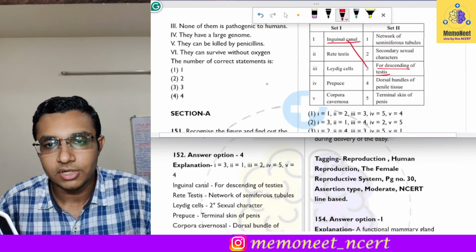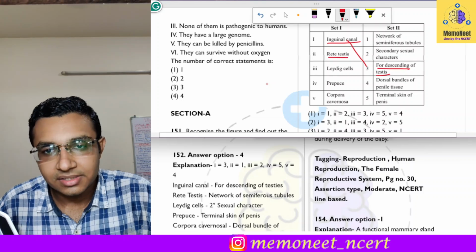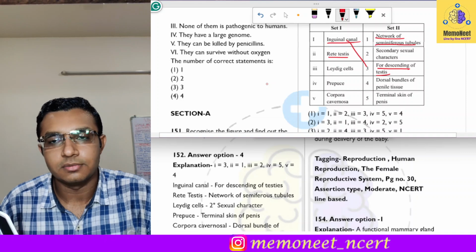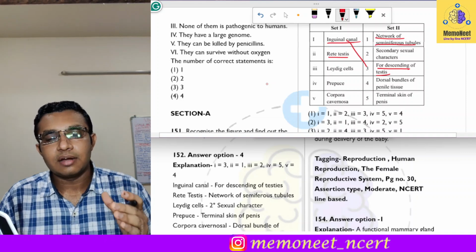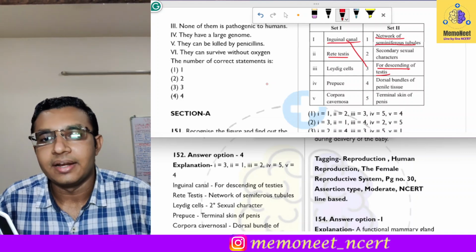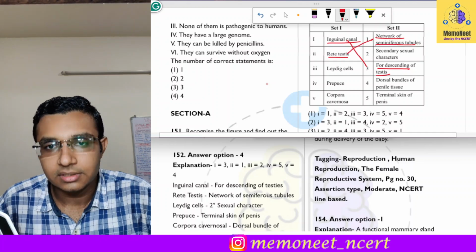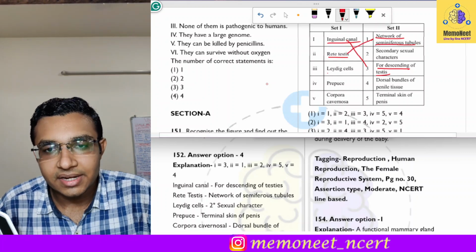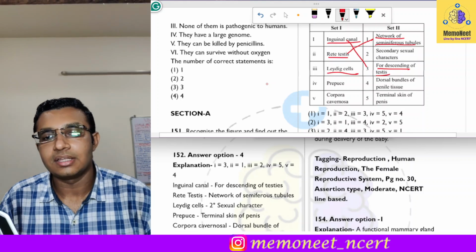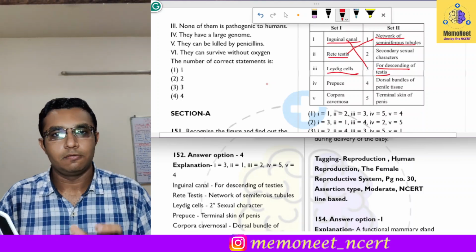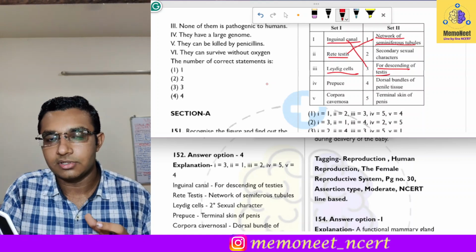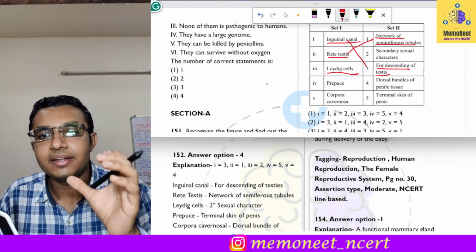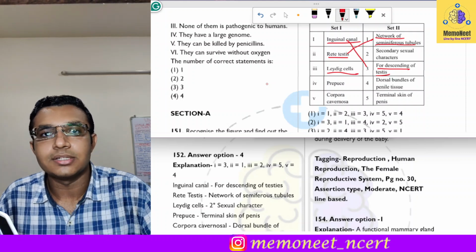So 1 will go with 3. Next is the rete testis, okay. Now rete testis is a network of seminiferous tubules. So seminiferous tubules, after that comes a network, okay, and that network of tubules is the rete testis. So 2 goes with 1. Next is the Leydig cells. Now Leydig cells are nothing but the interstitial cells, okay, which are found outside the seminiferous tubules in the interstitium of the testis, and that Leydig cells are responsible for the secretion of androgens.